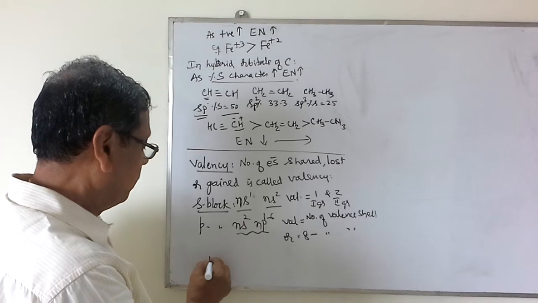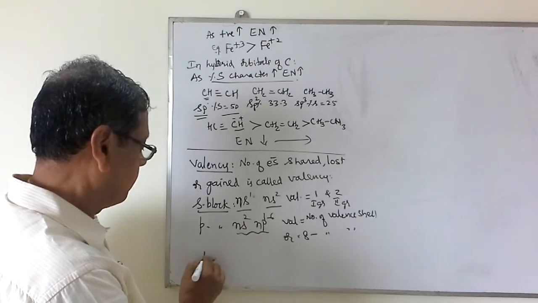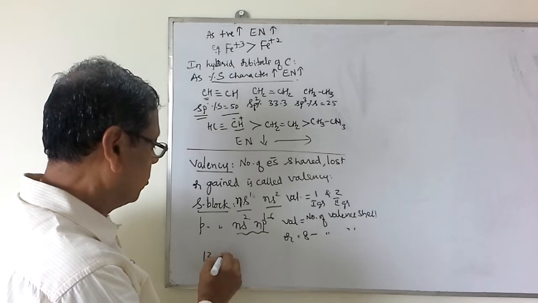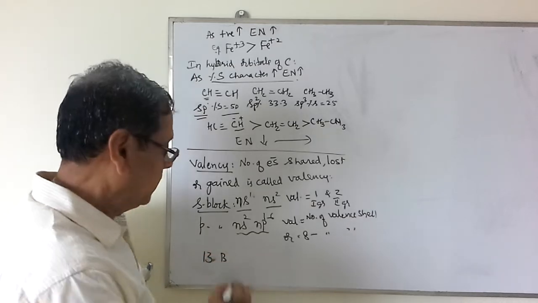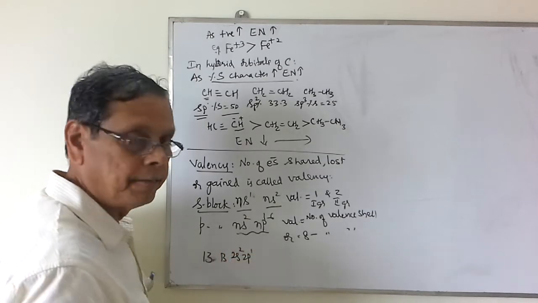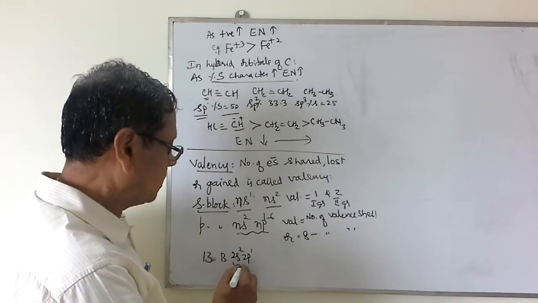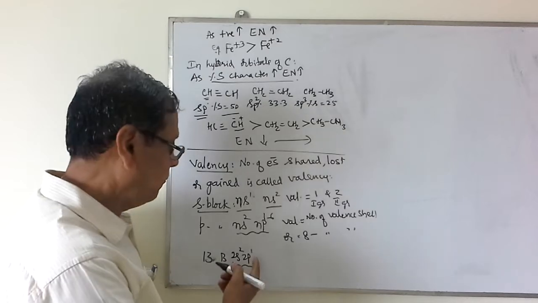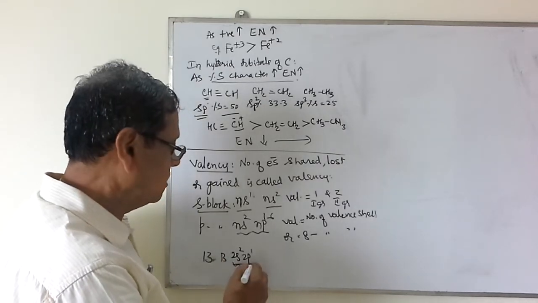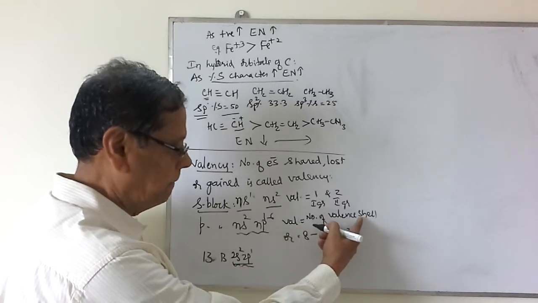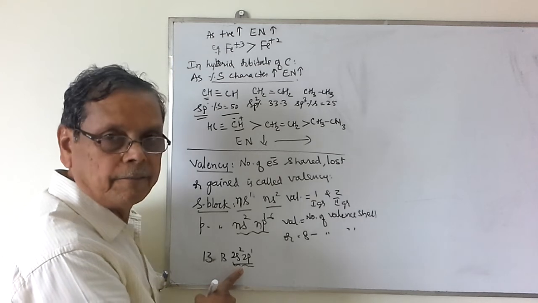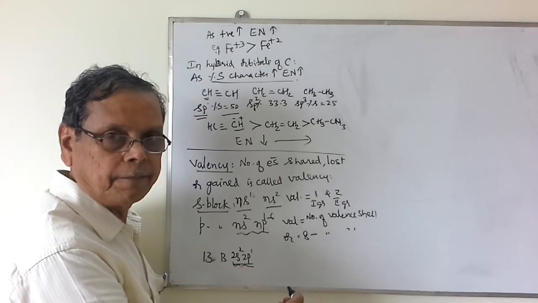For example, the 13th group elements, that is the boron family. The electronic configuration is 2s2, 2p1. Either these 3 electrons can be lost or 5 electrons can be gained by boron. That's why if 3 electrons are lost, the valency is 3. If 5 electrons are gained, then it is 8 minus 3, that is 5.